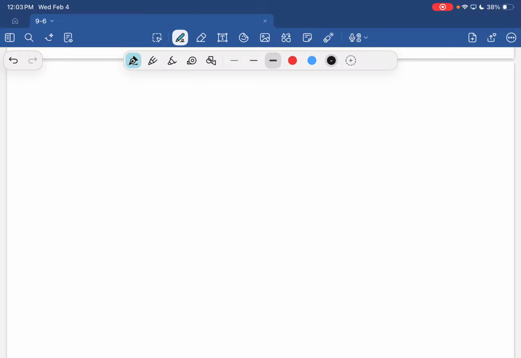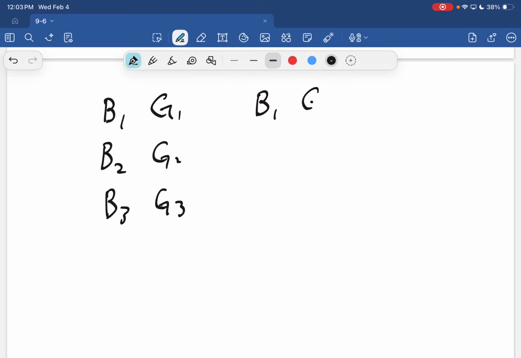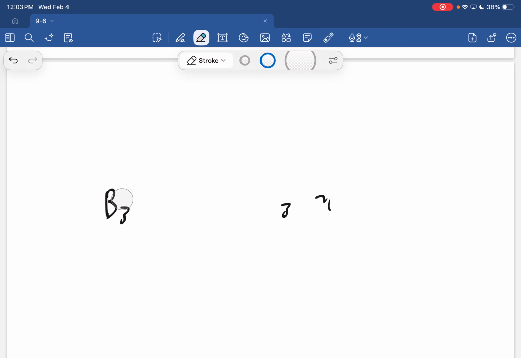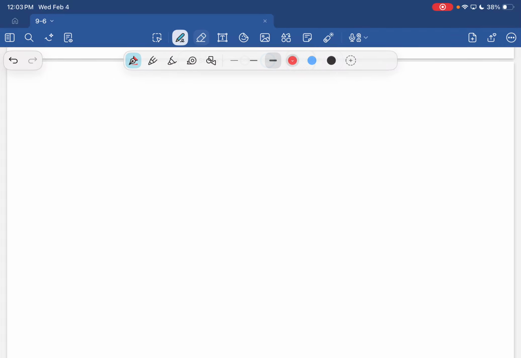Meaning that if I have boy 1, girl 1, boy 2, girl 2, boy 3, girl 3, that's different from boy 1, girl 3, boy 2, girl 2, and boy 3, girl 1. So I'm asking about how many possible arrangements of these there are. That's quite a different question, isn't it? There's some subtle overcounting in this question, so it's very interesting for our purposes. Let's try to set this question up.